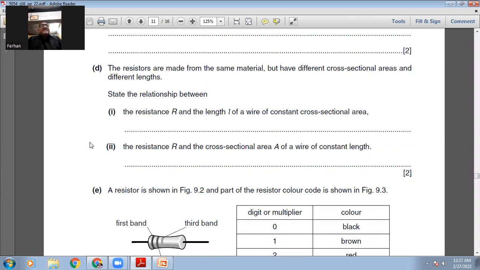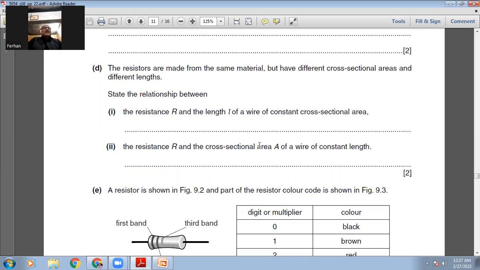The resistors are made from the same material but have different cross-sectional areas and different lengths. State the relation between the resistance R and the length L of a wire of constant cross-sectional area. You see, the relationship between the resistance and the length is directly proportional. So R is directly proportional to L.